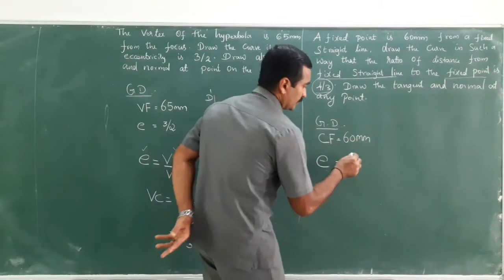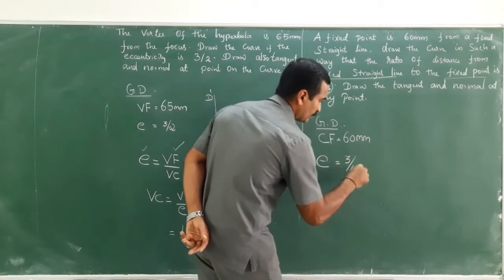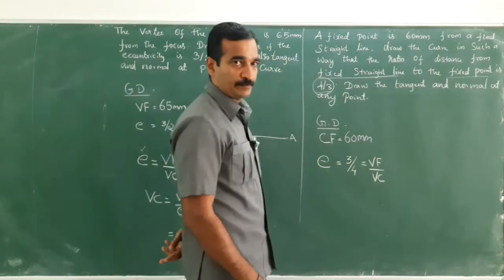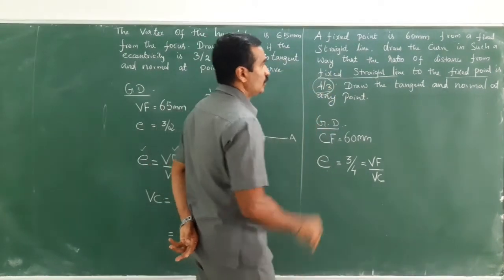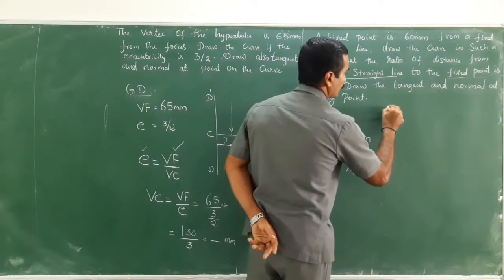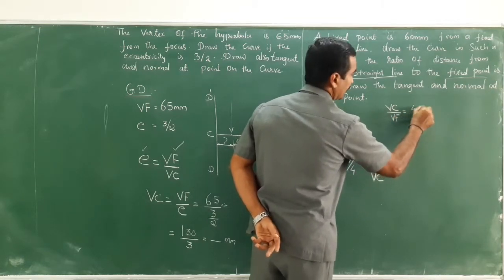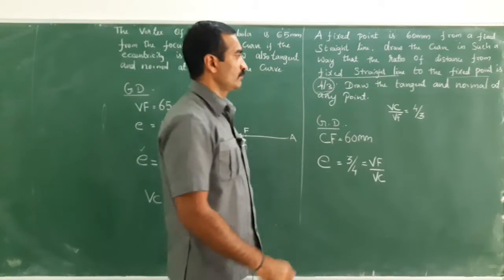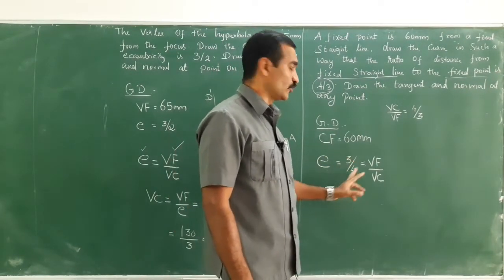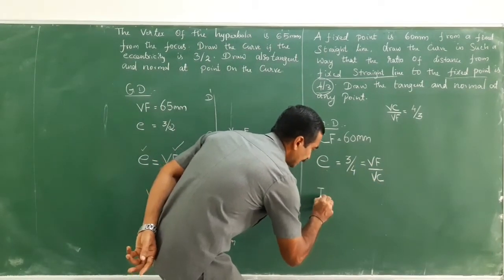So this could be written as 3/4, because the distance VF by VC is what defines e. What the ratio given here is, is VC by VF, that is 4/3, where when you substitute that in eccentricity, it becomes 3/4. Therefore this curve is an ellipse. It is an ellipse.